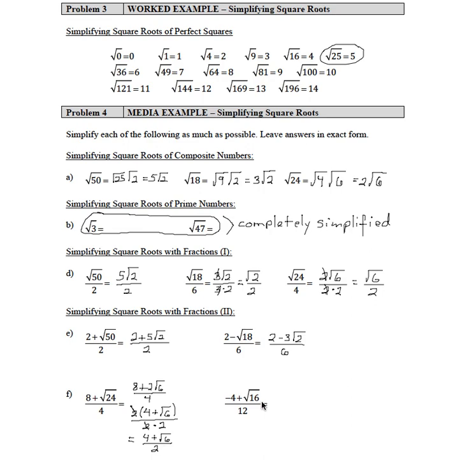The last one in part F, negative 4 plus the square root of 16 over 12. That's negative 4 plus square root of 16 is a perfect square. It is 4 over 12 equals 0 over 12 equals 0.